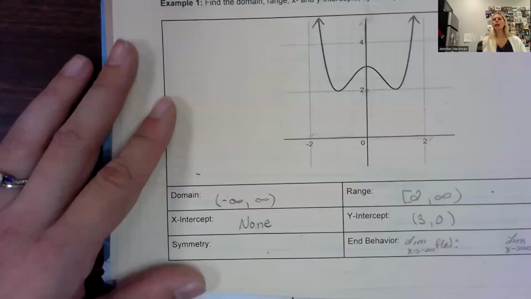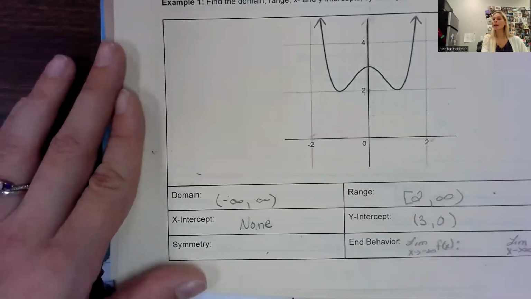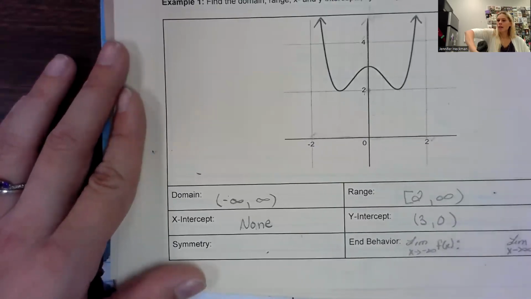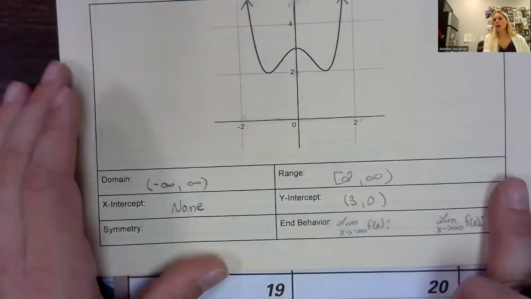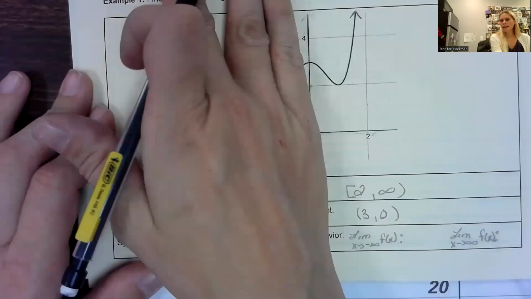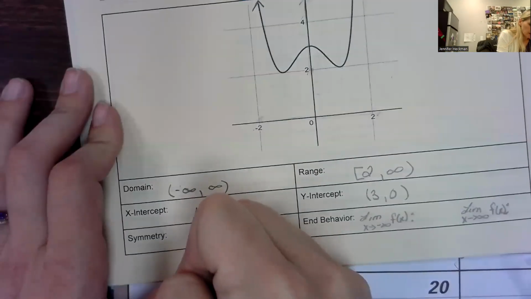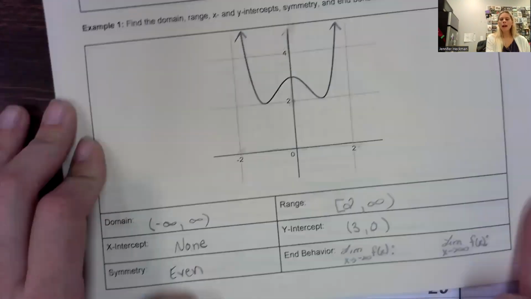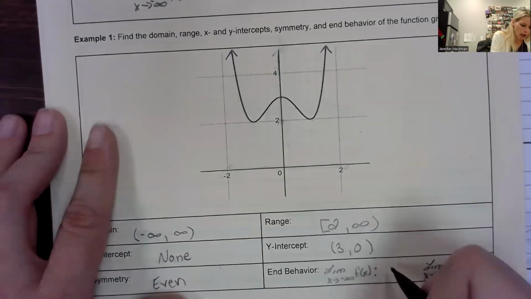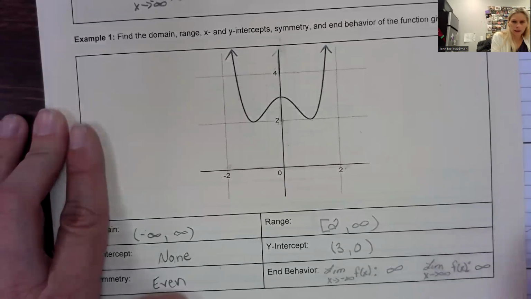Okay, symmetry. Remember, even says it reflects across the y-axis, so it's the same on the left as on the right, or odd says that it rotates, like if I turn my page, we get the same graph. Or neither even nor odd. So here's the thing. If we flip our paper across the y-axis, do we get the same? Yes, we do. So this symmetry is even. And our end behavior: our left arrow is going up, and up means infinity. Our right arrow is also going up, so that is also infinity.